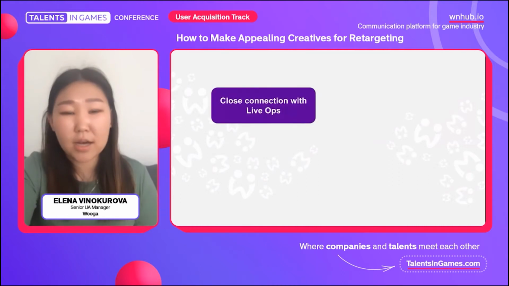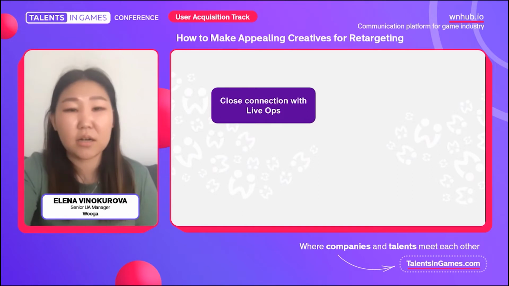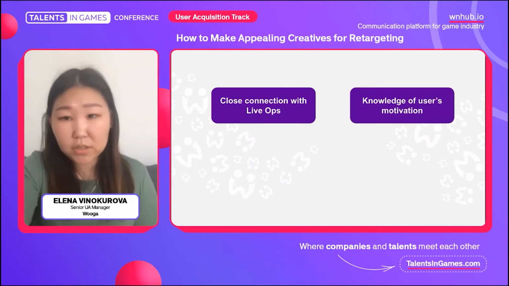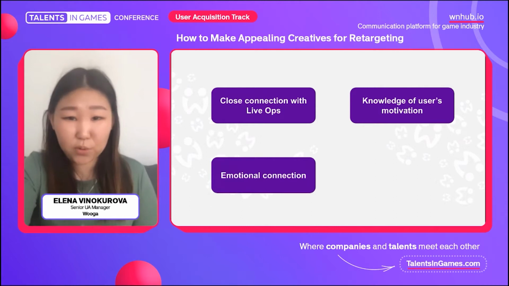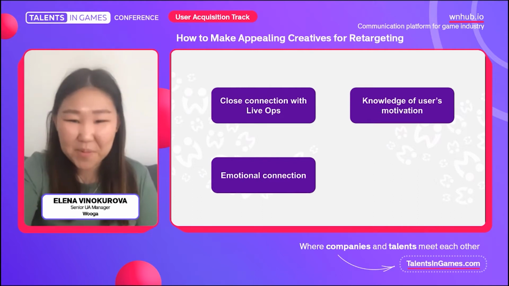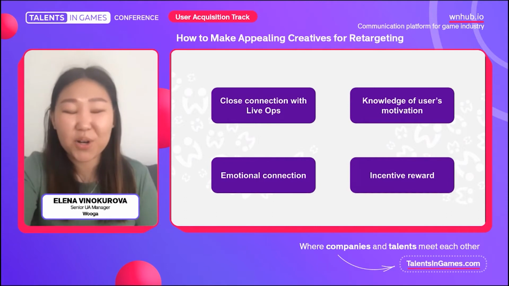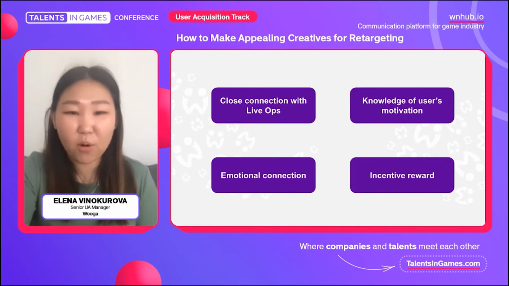So first of all, retargeting creatives are very closely connected to LiveOps, and this is important. And you always need knowledge of your users' motivation, like why they play your game. There is always an emotional connection between your users and your game, because users already know what your game is about. And sometimes an incentive reward helps. So let's look at all of them in detail.